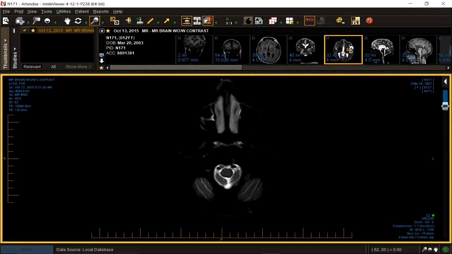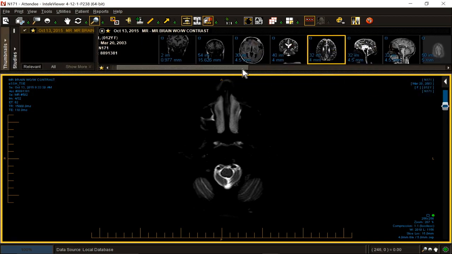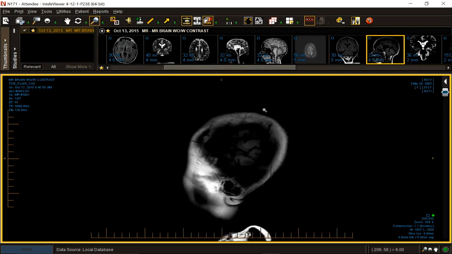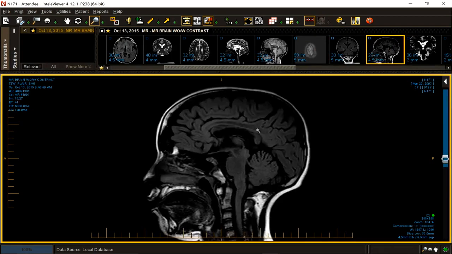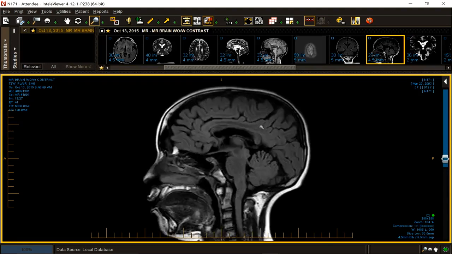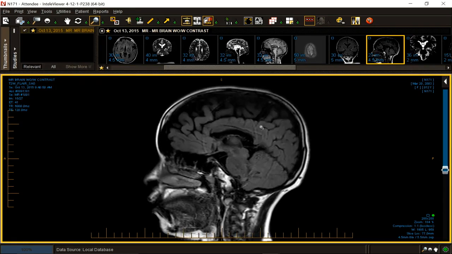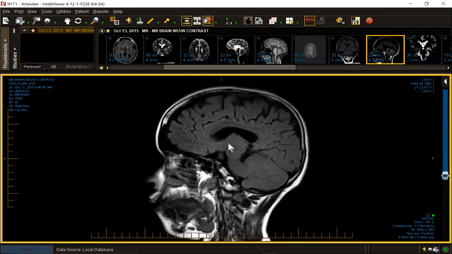Okay, this is a patient with neurofibromatosis type 1, a temporal lobe lesion. The patient is 12. Since it's a younger person, I will start out with my sagittal. Look for anomalies. Don't see any. Although I have to admit the callosum is a bit funny looking. I'll have to take that back.